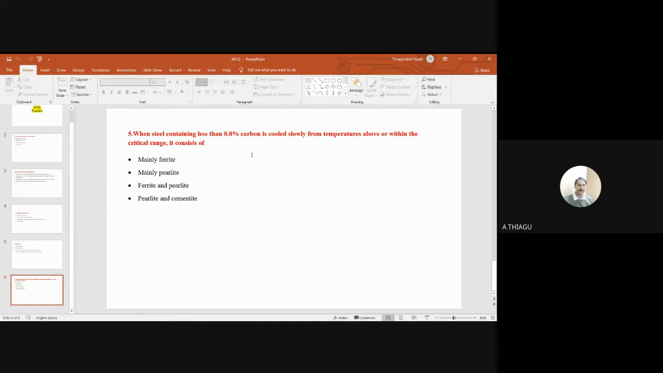All the austenite is changed into what? Any guess or any good answer from the student side? What is the correct one? When steel containing less than 0.8% of carbon is cooled slowly, ferrite and pearlite. Excellent. So the answer will be C, the formation of ferrite and pearlite.